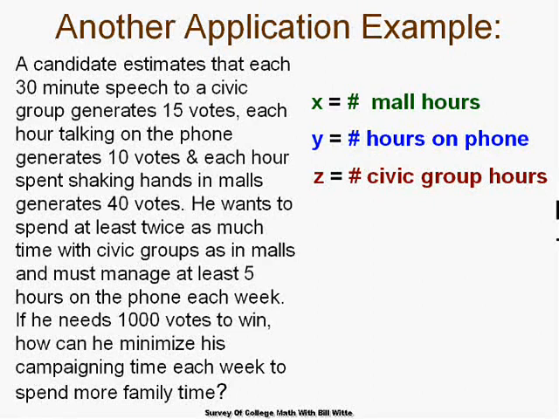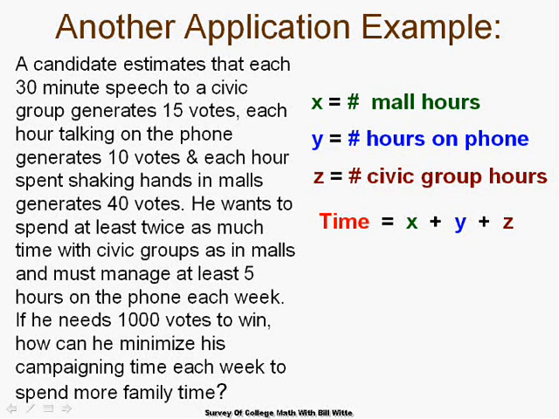And write it down. Now, another thing, we're always going to have one function, one equation that we're going to try and maximize or minimize. Now, if you read at the end here, it's asking how can he minimize his campaigning time, the total campaigning time. So that's going to be a function of time, and it's the total of the three. So time equals x plus y plus z. In addition to our objective function, we're always going to have some constraints.